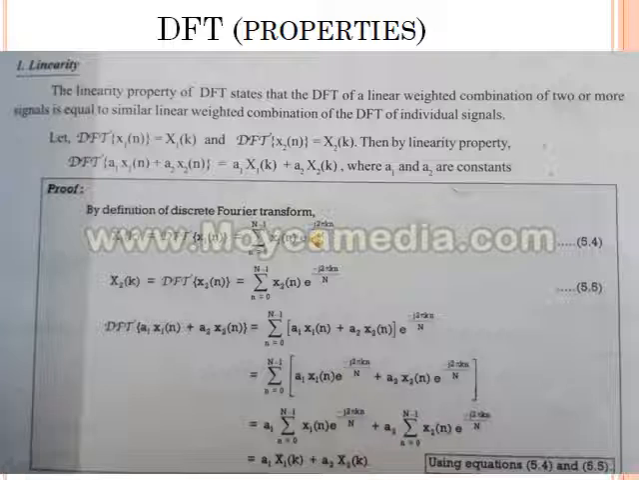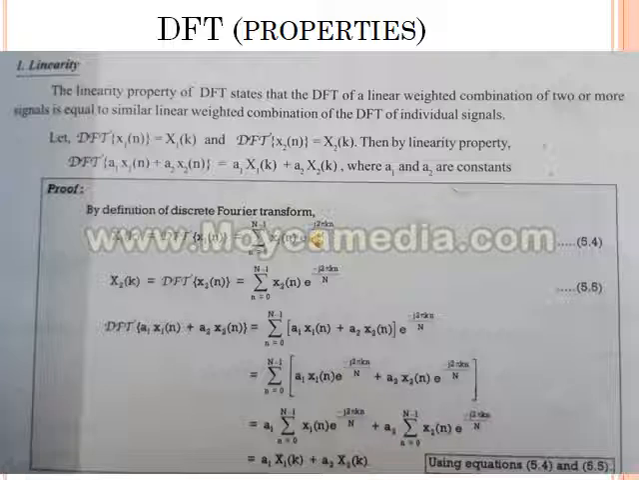In this case we have two signals, x1(n) and x2(n). Let X1(k), given in equation 5.4, be equal to the DFT of x1(n), and X2(k) be equal to the DFT of x2(n), which is given by the summation of x2(n) e raised to the power minus j 2 pi kn by capital N.